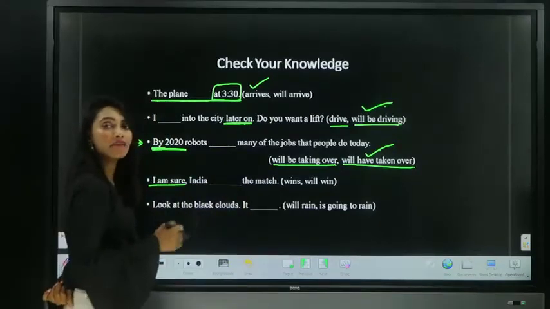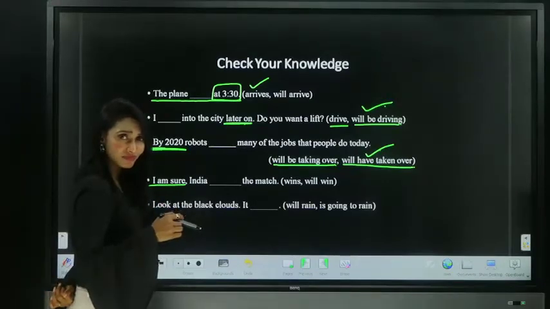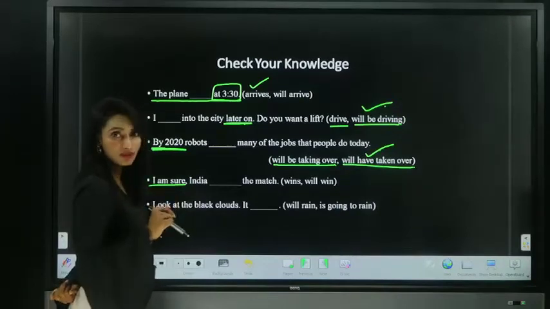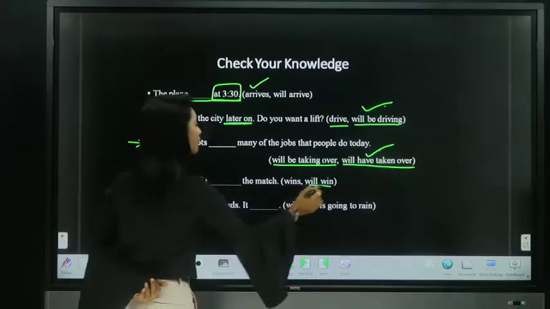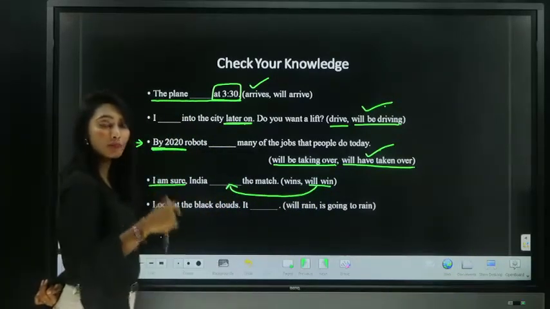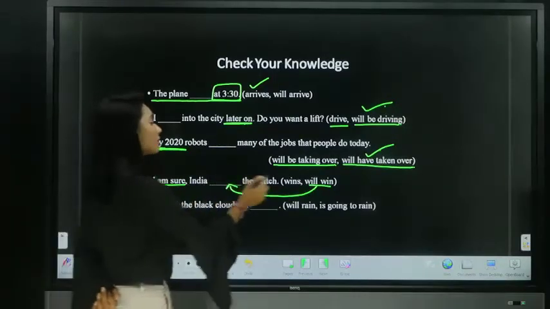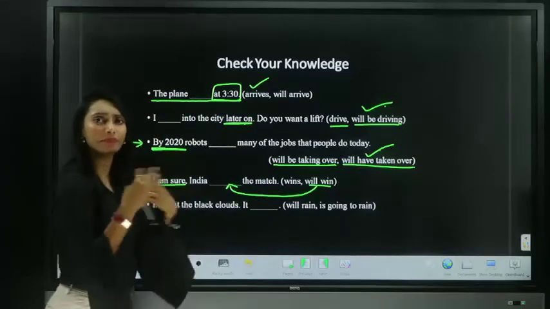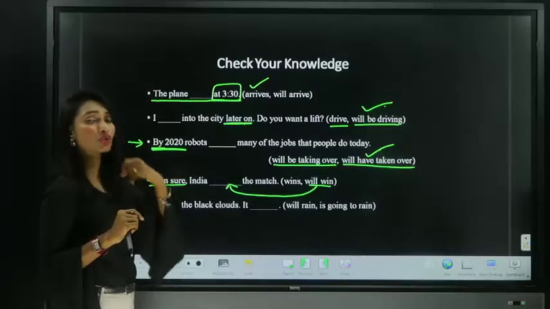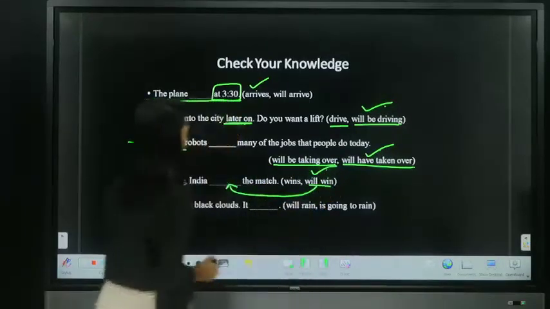I'm sure India dash the match. If you are telling wins the match, is it every time? Do you mean every time? No, right? Every time it is not possible. So I'm sure India will win the match. You're talking about the action which will take place and you are sure about that future action. India wins the match means it is like a general every-time action, but this is not a general action. It is the action which you thought of for the future. So it should be will win the match. Now look at the next one.